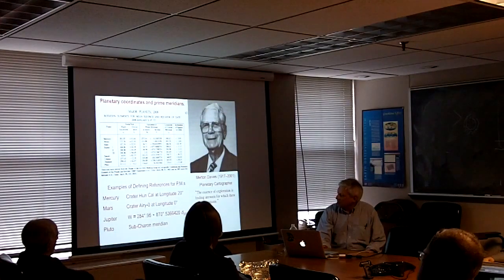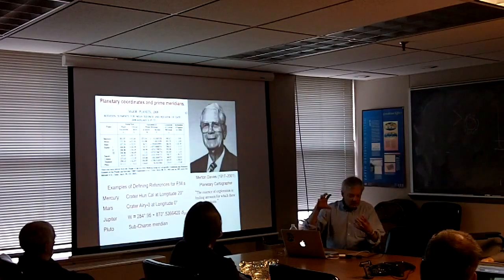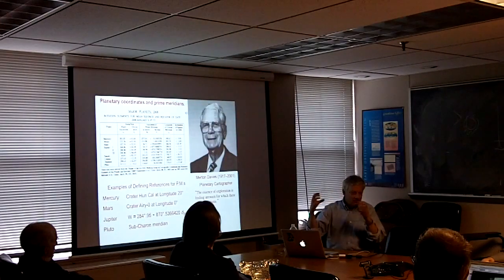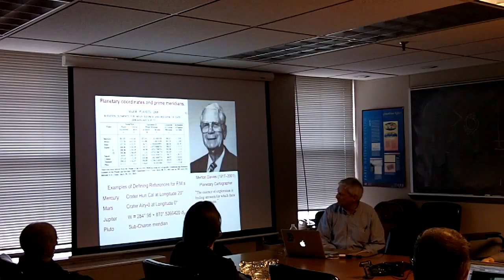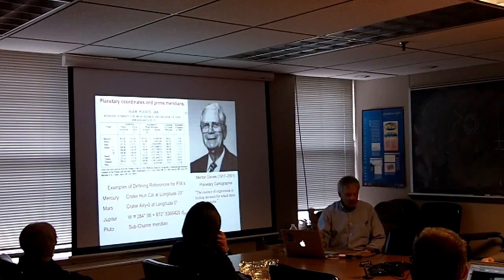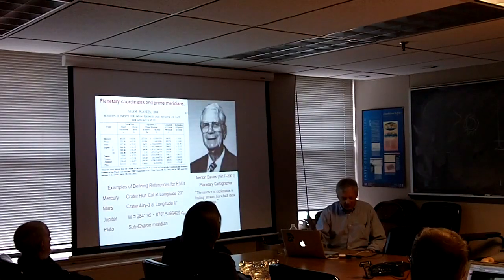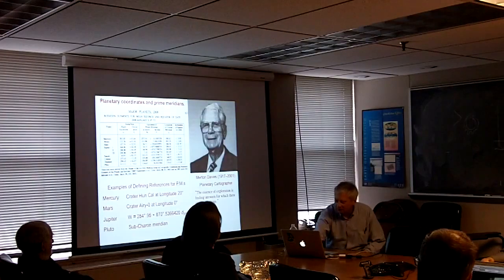For Pluto, the prime meridian is easy: Pluto is tidally locked to its big satellite Charon, and so that's a slam dunk. You define the prime meridian as the sub-Charon point on Pluto. But on different planets, there are different things, and we're in big trouble now with Saturn because we discovered that the radio rotation rate varies with time, and so it's probably not tied to the deep interior as we thought.